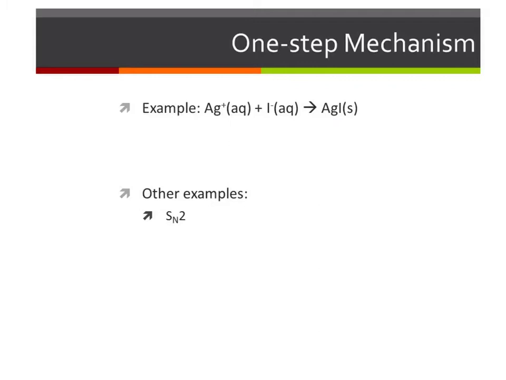One example then for a one-step mechanism: Ag+ plus I− reacts to give AgI solid, and this happens in a single step. The rate for a single step mechanism is just going to be dependent on the reactants. A rate law expression for this example then would just be the concentration of Ag+ times the concentration of I−.